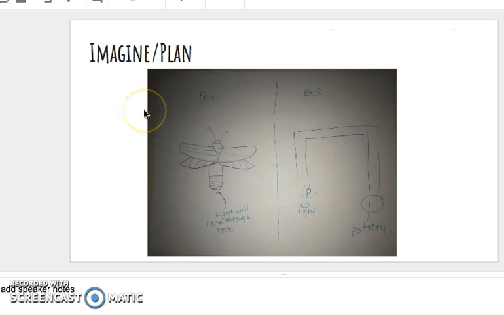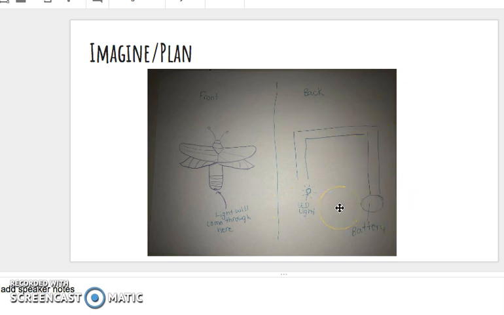In my imagine and plan stage, I drew a picture. This would be the front of the paper with our firefly here, and the light would come through at the bottom to represent the light of an actual firefly. And this would be the back. Here would be my light, here is where the copper wire would be running through, and here is the battery.